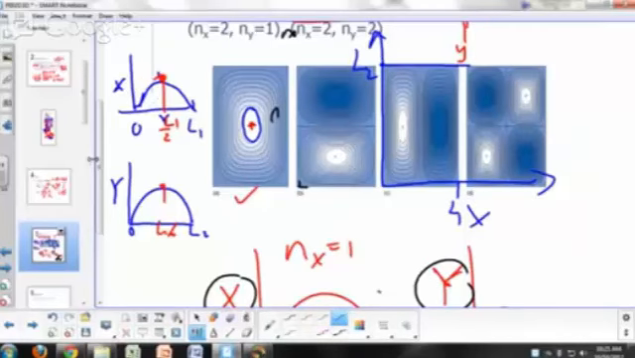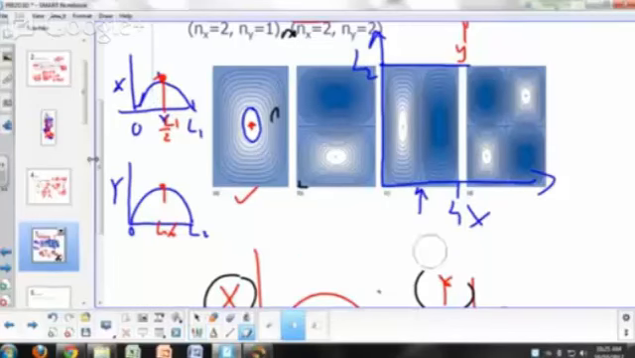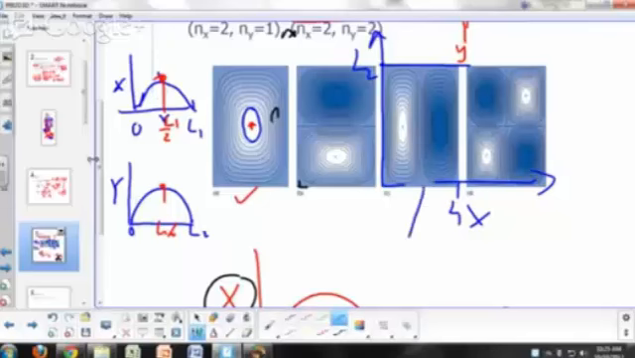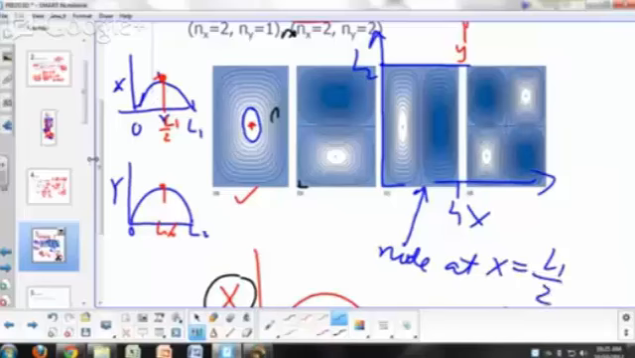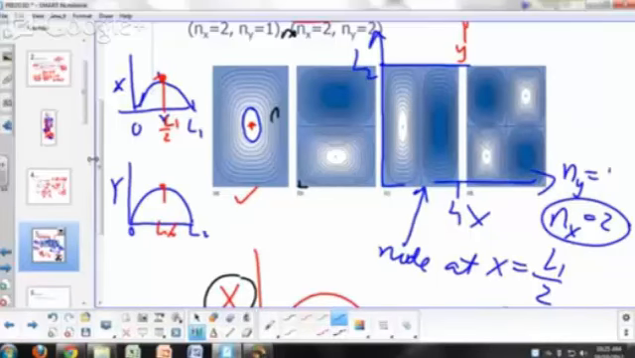What do you see here? You have a node right here. You have a node at x equals L1 over 2. You have one node, so this means that n sub x is equal to 2. Remember, the number of nodes is just n minus 1. And you don't have a node along the y-axis, so that means n sub y would be equal to 1.